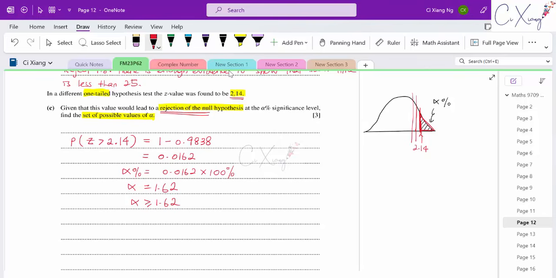And the 2.14 actually is the borderline of the rejection region, the smallest value for alpha that you can take. All right. So this is how we get part C. And now let's continue to part number D.